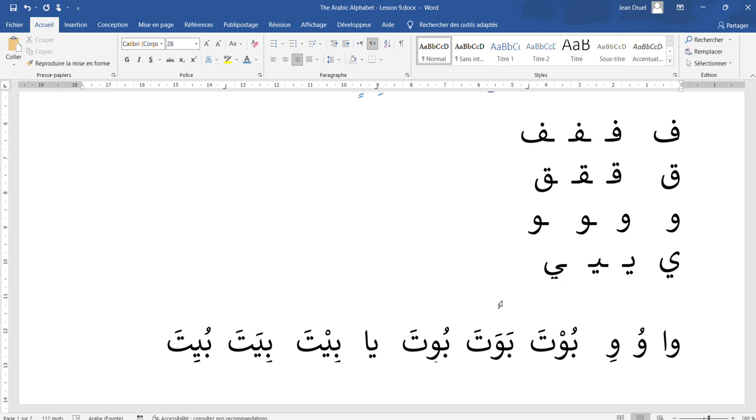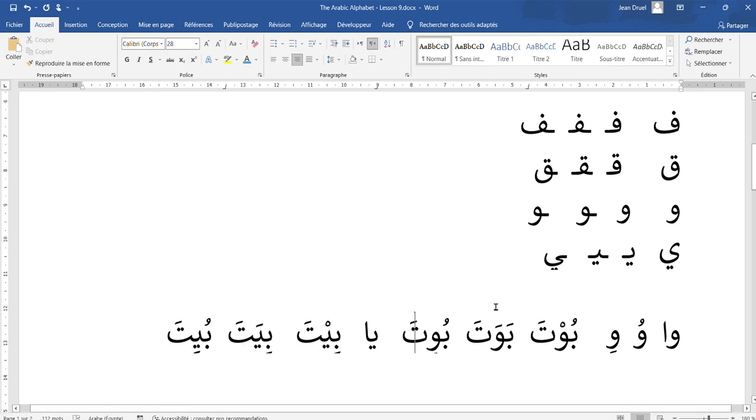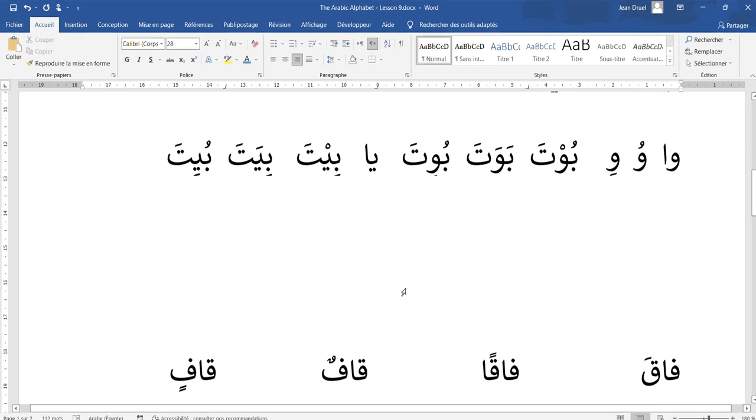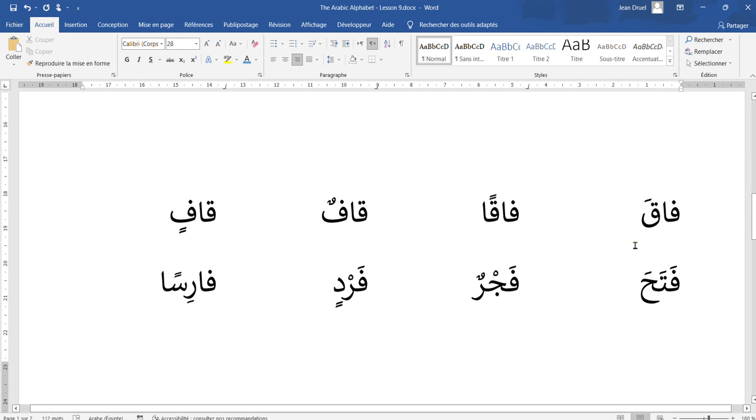Okay, it seems a bit complicated, but when you see the examples with time, you're going to get accustomed. Just remember for now that initial position is always a consonant, and then anywhere else, you need two conditions to have a long vowel. Dhamma before sukun, kasra before sukun. Any other case, that would be a regular consonant. Okay, let's jump to the examples.